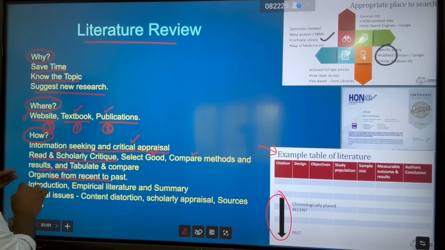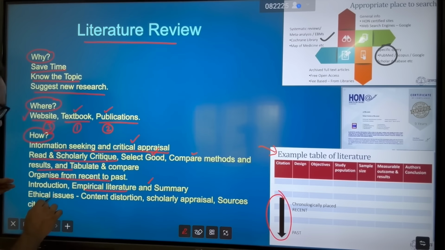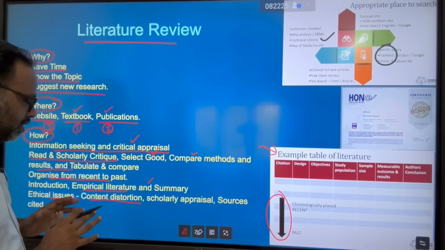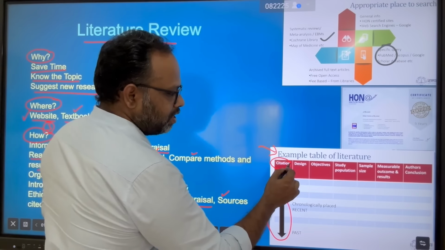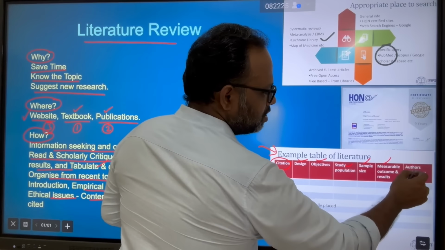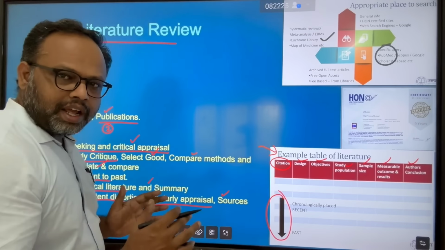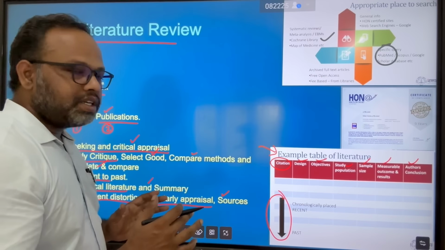We need to write the introduction, empirical literature and summary. We need to consider the ethical issues also when we are doing a review of literature. We should not distort the content. We should mention the citation, design, objectives, study population, sample size, the outcomes and results, and the author's conclusion, all of which can be presented as a table so that we can compare the existing literature about the topic.